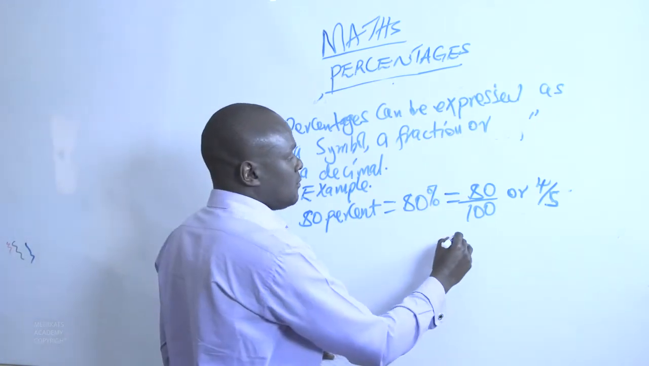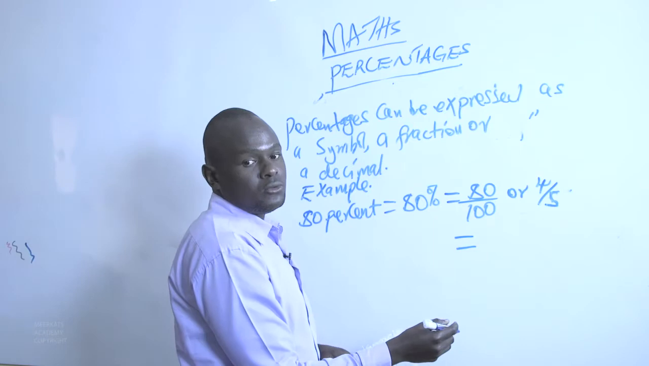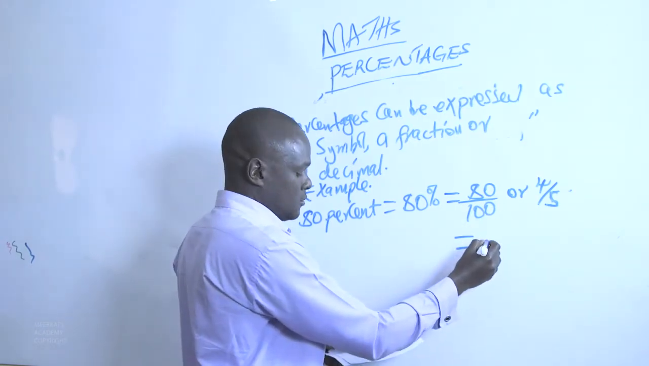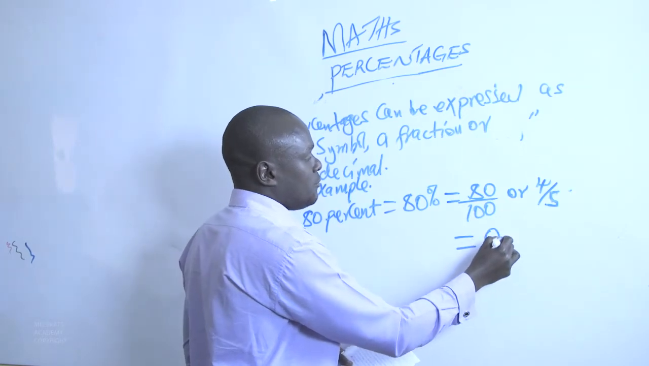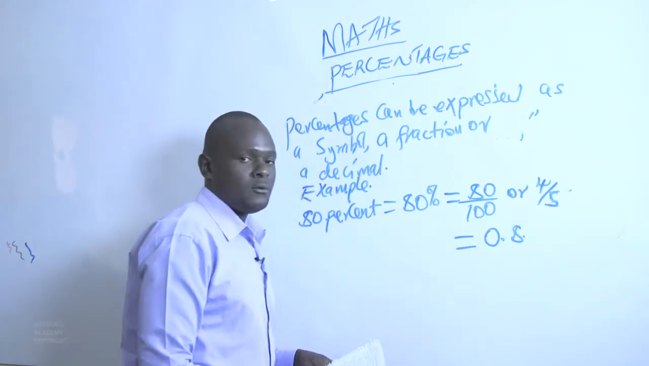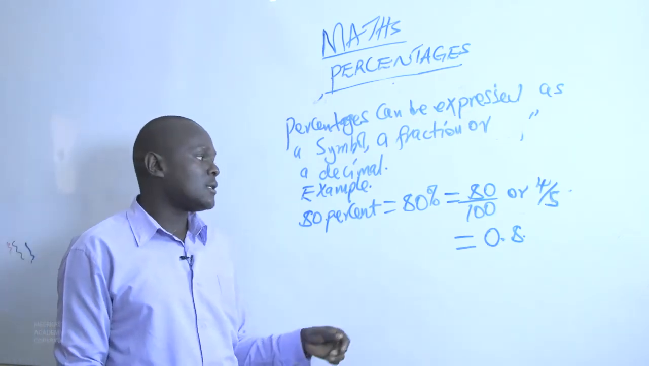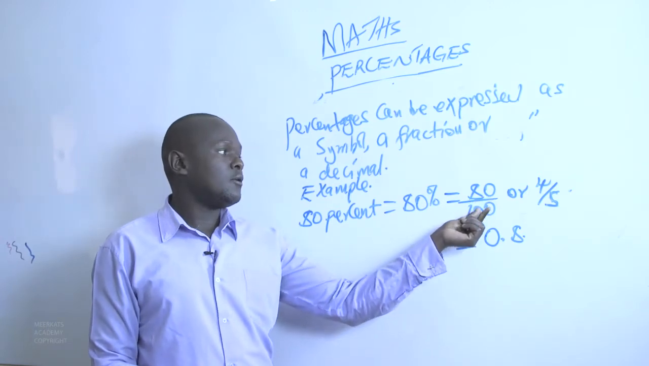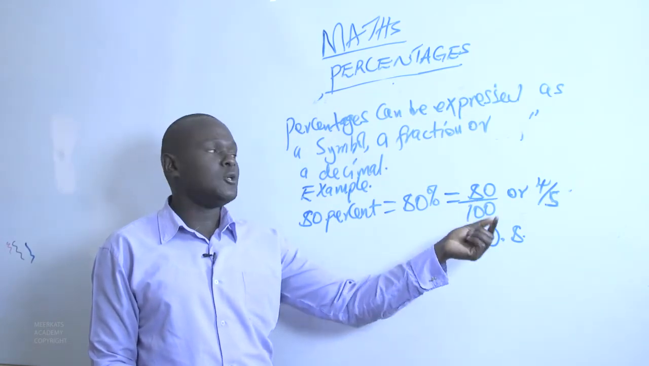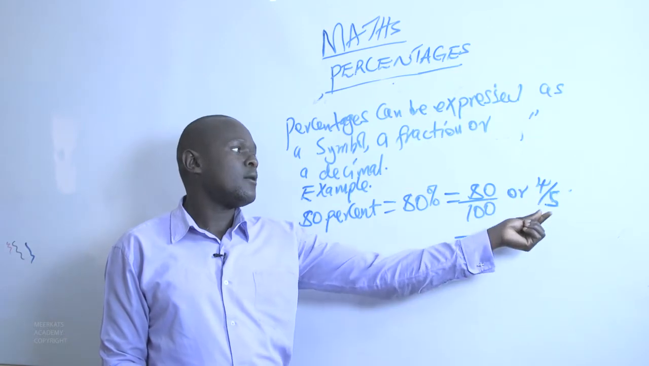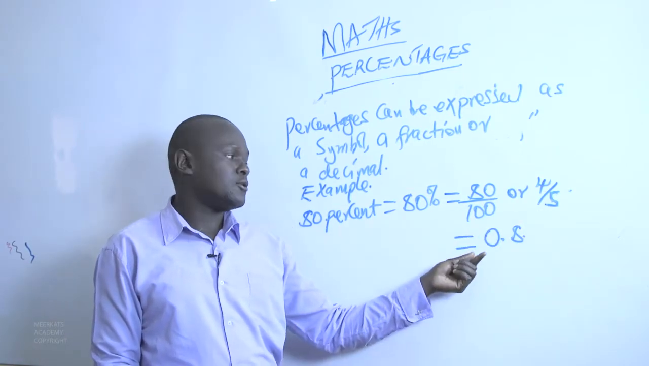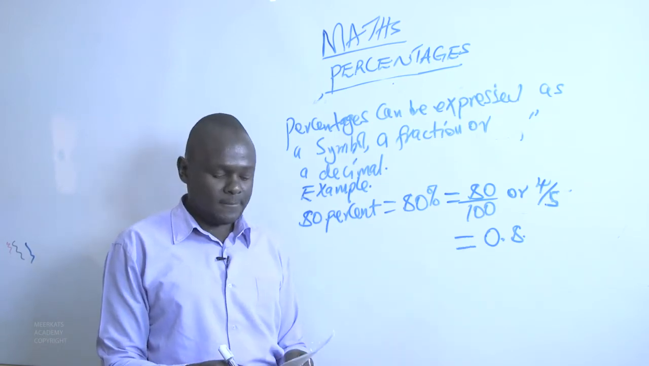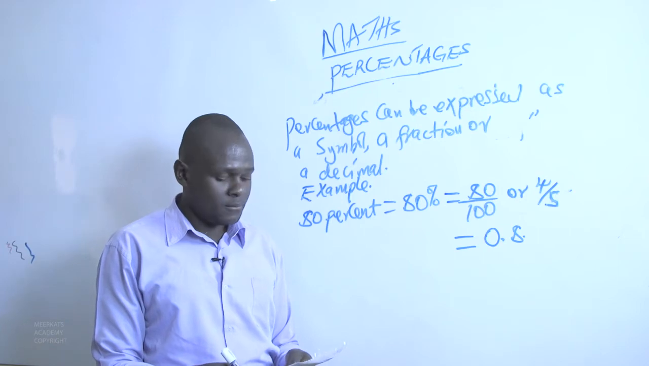And this, when expressed as a decimal, we can use any division method that we know and obtain the value 0.8. So in essence, what I'm saying is that 80% can be equated to 80 all over 100 as a fraction, or its equivalent, that is 4 out of 5, or it is also expressed as a decimal, that is 0.8.